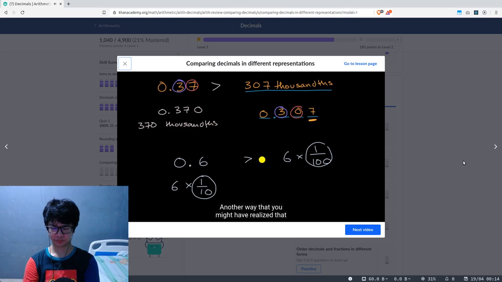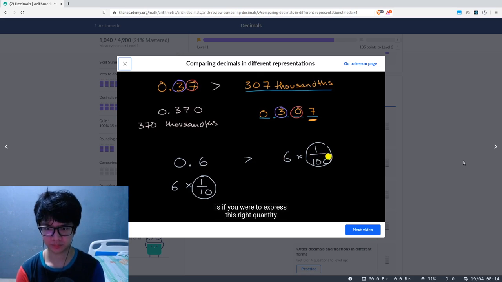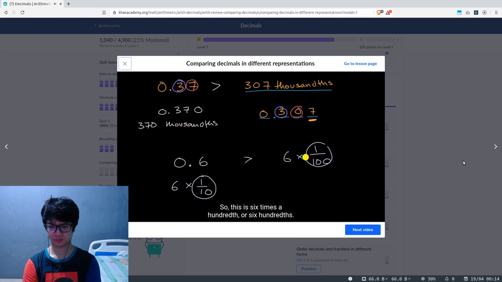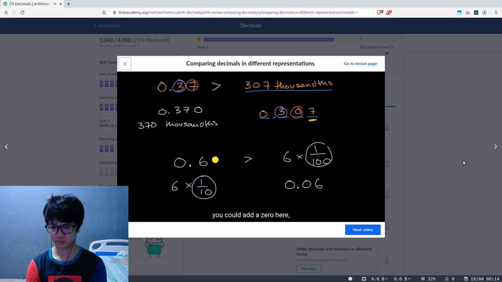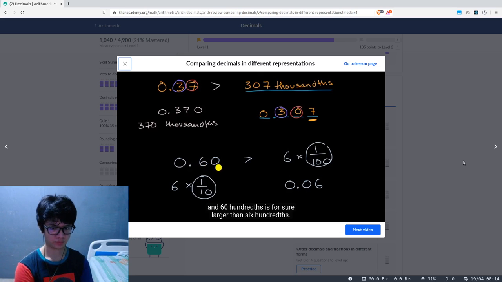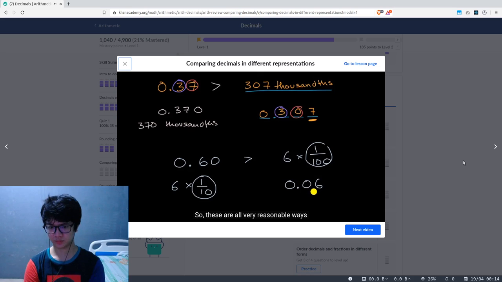Another way that you might have realized that is if you were to express this right quantity as a decimal like this. So this is 6 times a hundredth, or 6 hundredths. So we could write that's our ones, that's our tenths, and then in our hundredths place, you would have 6. And if it isn't obvious that this is less than that, you could add a 0 here, and this we would read as 60 hundredths, and 60 hundredths is for sure larger than 6 hundredths. So these are all very reasonable ways of re-representing these numbers and putting them in the same format so we can make the comparison and realize the one on the left, actually in both scenarios, is larger than the one on the right.